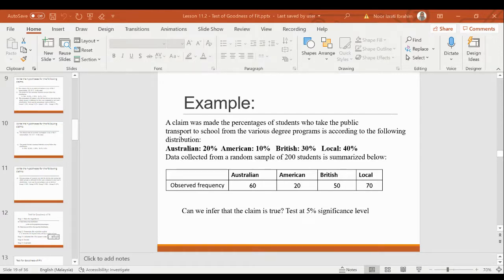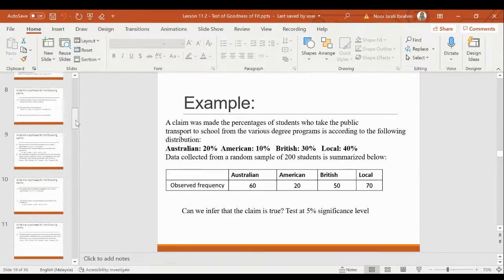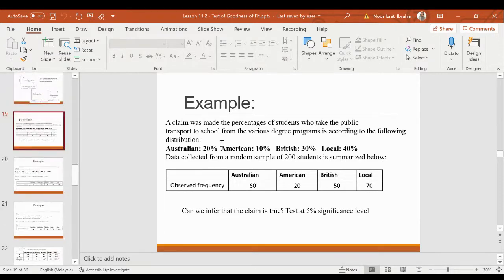Let us begin with an example to illustrate the first step of hypothesis testing to test the distribution of the sample. For this example, a claim was made that the percentage of students who take public transport to school from the various degree programs is according to the following distribution. We are given Australian 20%, American 10%, British 30%, local 40%.